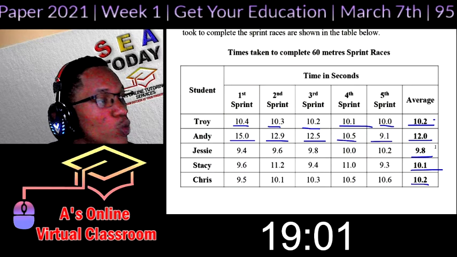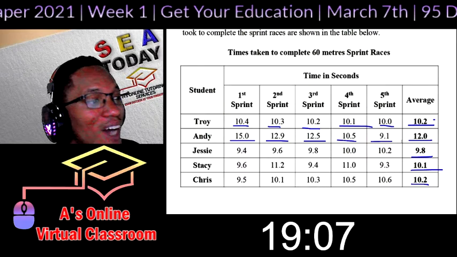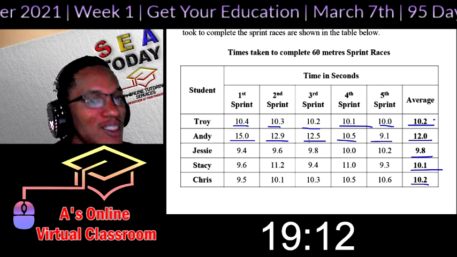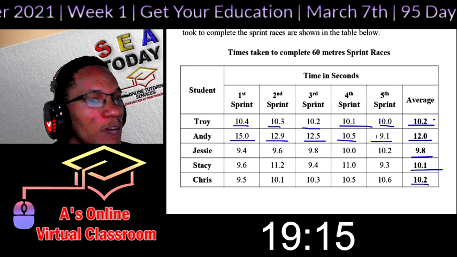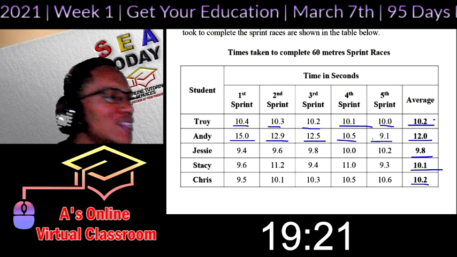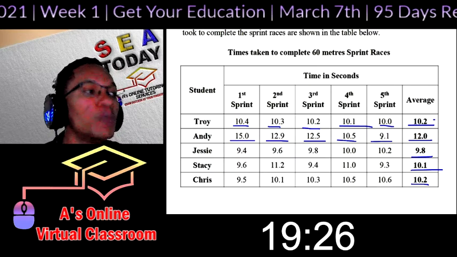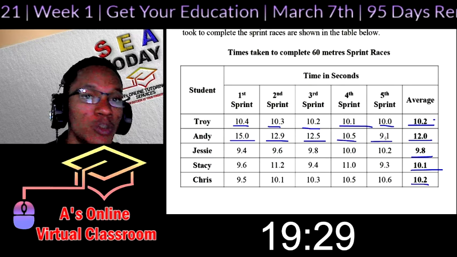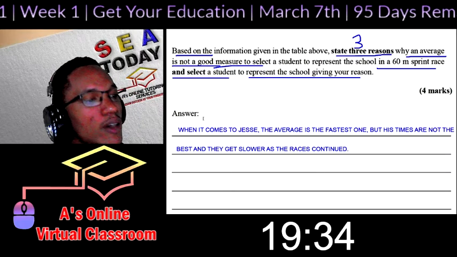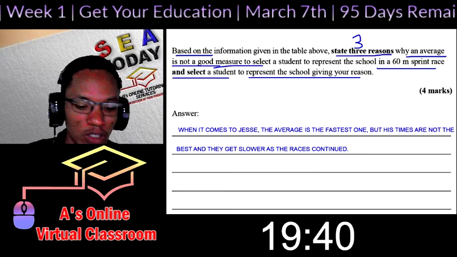And Andy has 12.0. Now Andy has the worst average, right? But as he ran, he got faster and faster and faster. Every time he ran a race, the time got much faster, right? So in a case like this, if I was to use average, then I wouldn't pick Andy. And Andy has the ability to run 9.1, which is very fast compared to everybody else. So I could use Andy in my second reason why average is not a good measure.